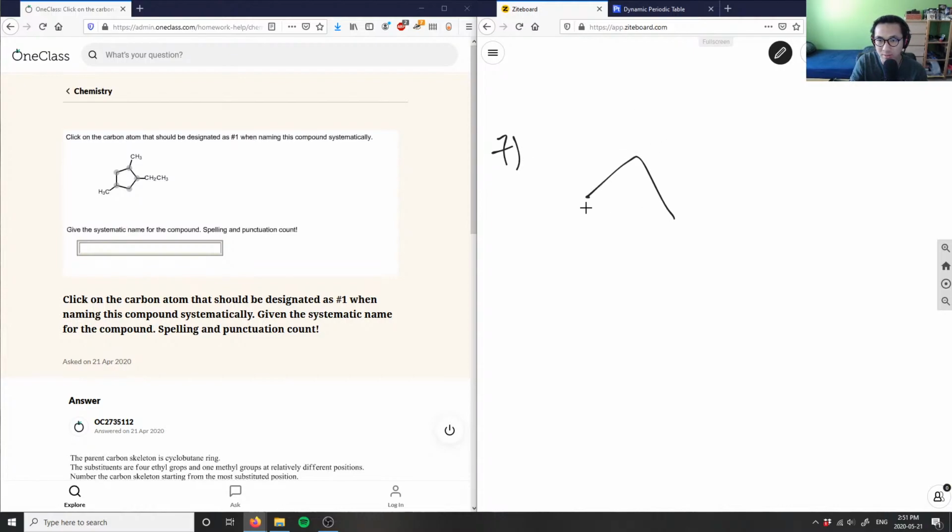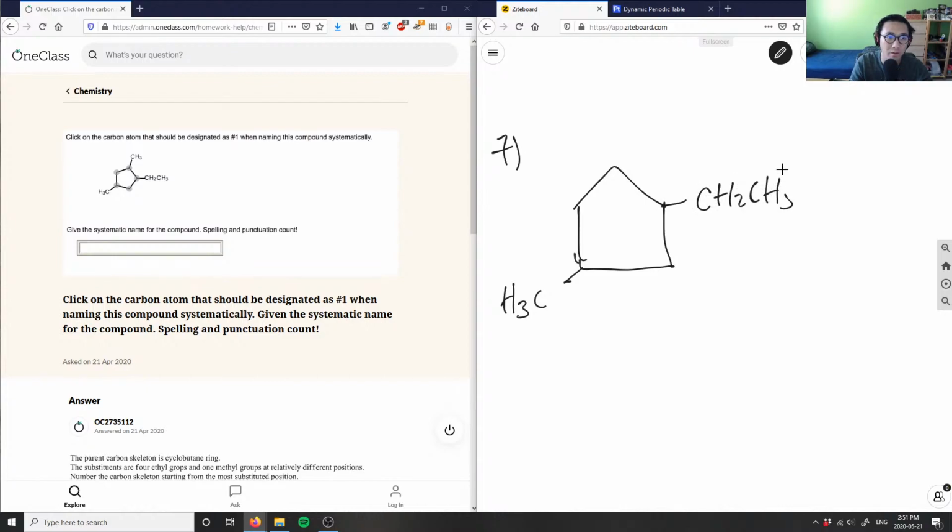So I'm going to draw this out here. Let me draw it out straight here. So I have a pentagon bonded to some CH3 here. It's going to bond to CH2, CH3. Let's bond to CH3. And it says which of these 5 carbons will I choose first? So it's either this one, this one, this one, this one, or this one, right?